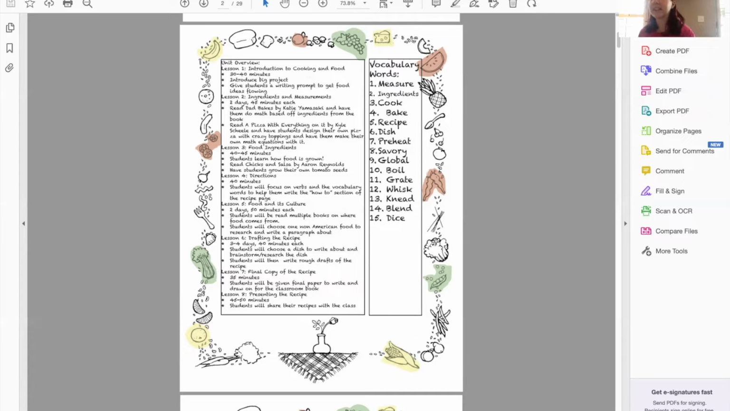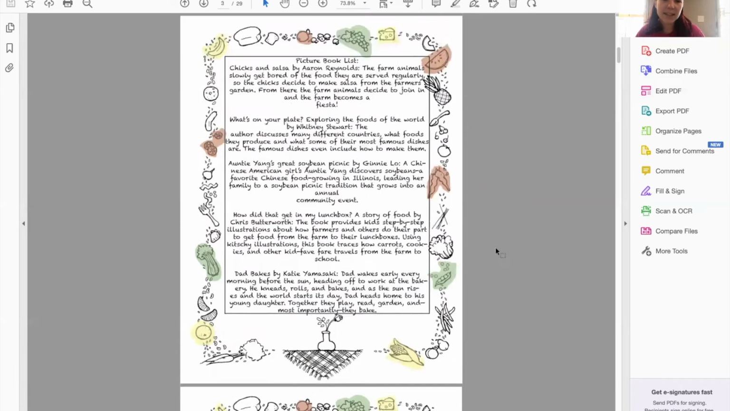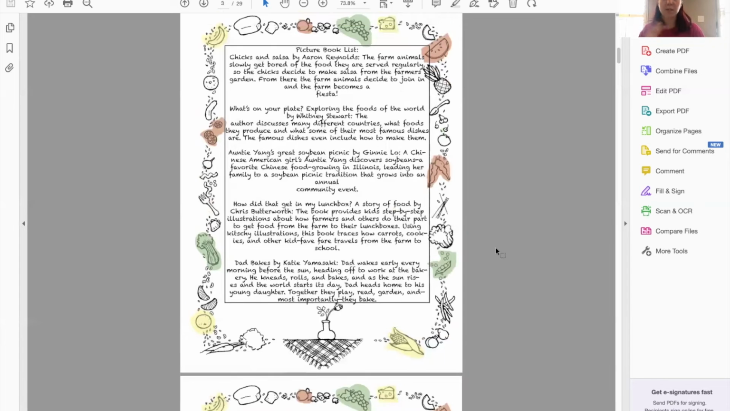Maybe if they get this newsletter home, the parents will see this and say, oh, we can study at home. We can make our own meals with these words. So fun. And then the next couple of pages after that are just the book list.